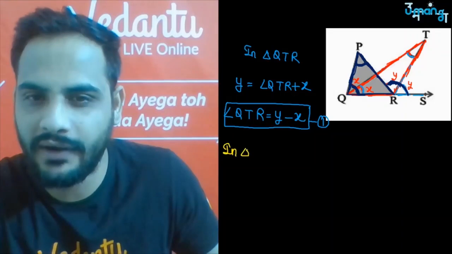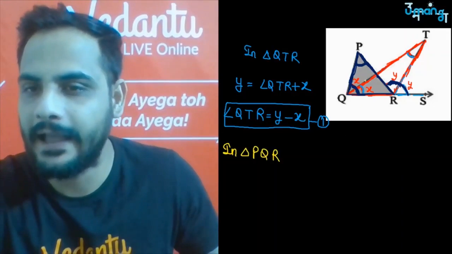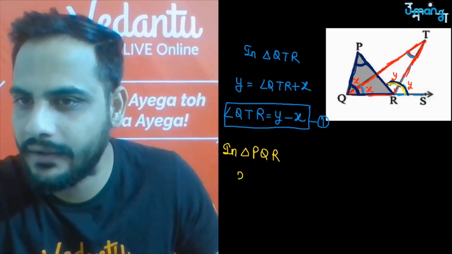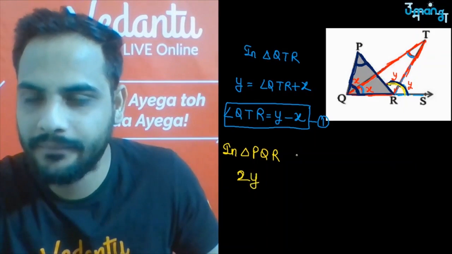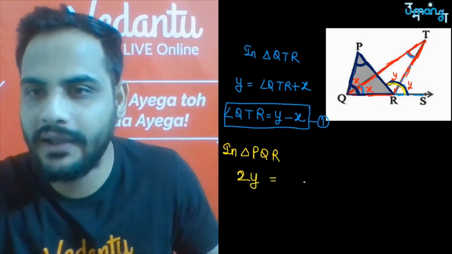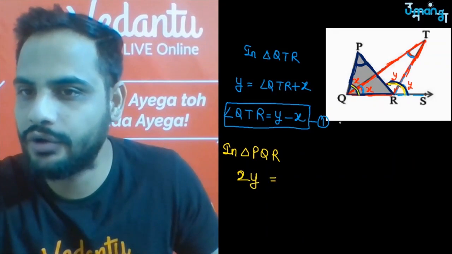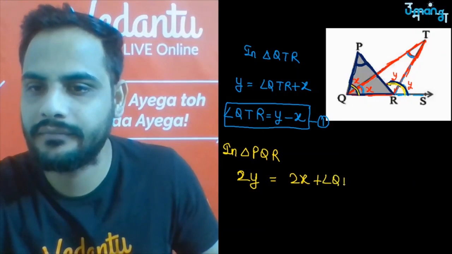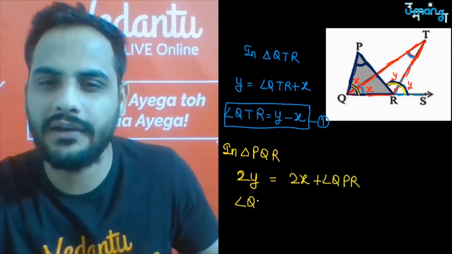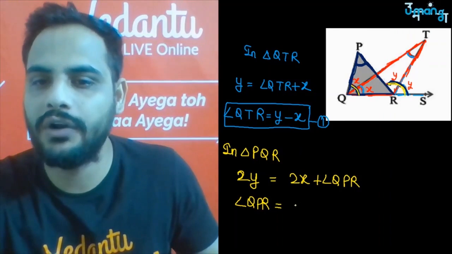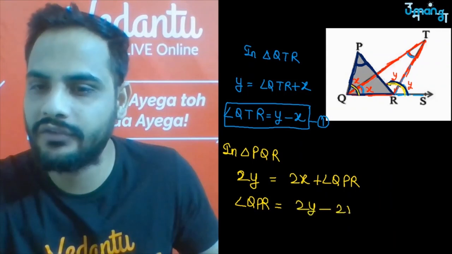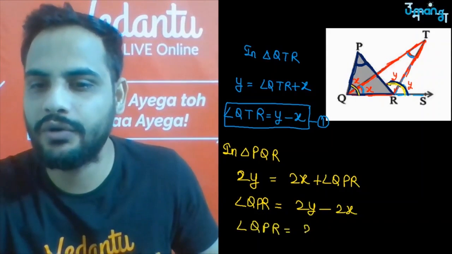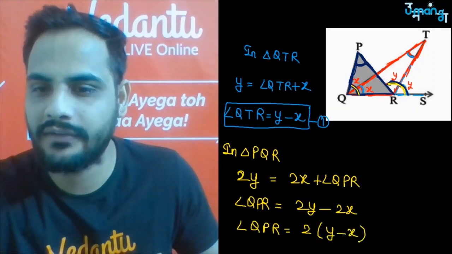I can say in triangle PQR, the exterior angle is what? 2y. So y plus y is 2y. So 2y is equal to x plus x, which is 2x, plus angle QPR. So from here you can say angle QPR is equal to 2y minus 2x. Take 2 common, so angle QPR is equal to 2 times (y minus x).